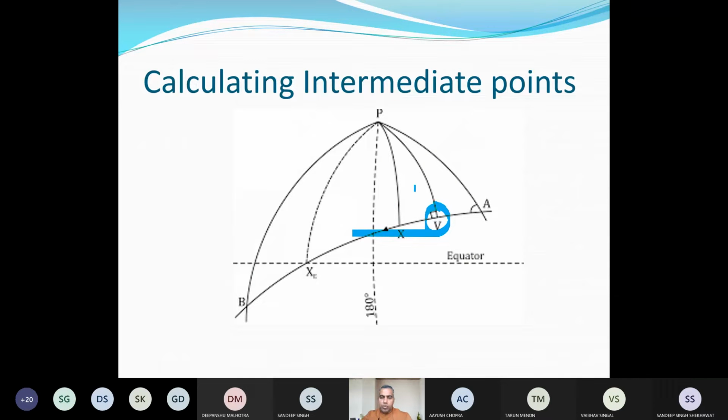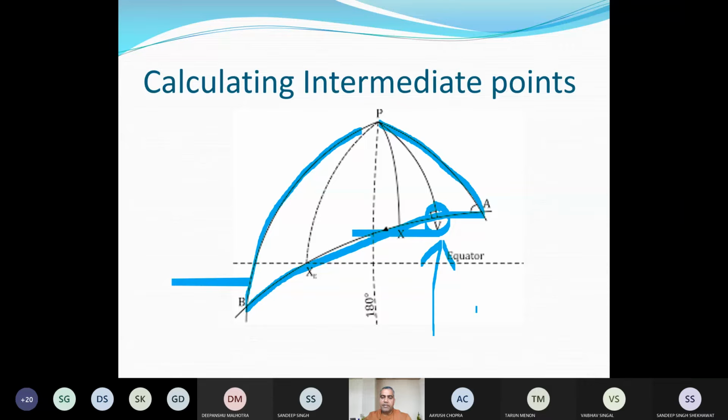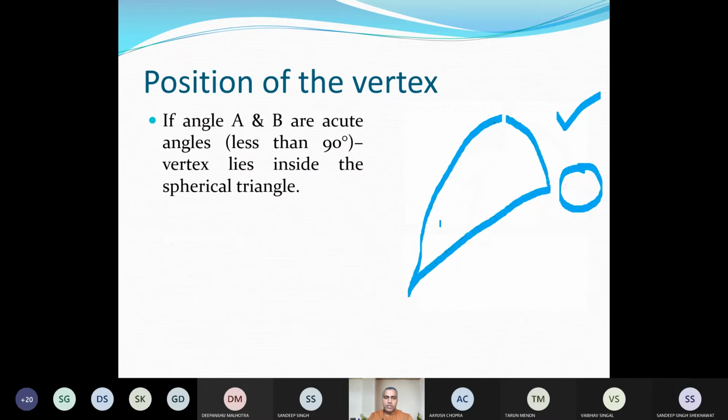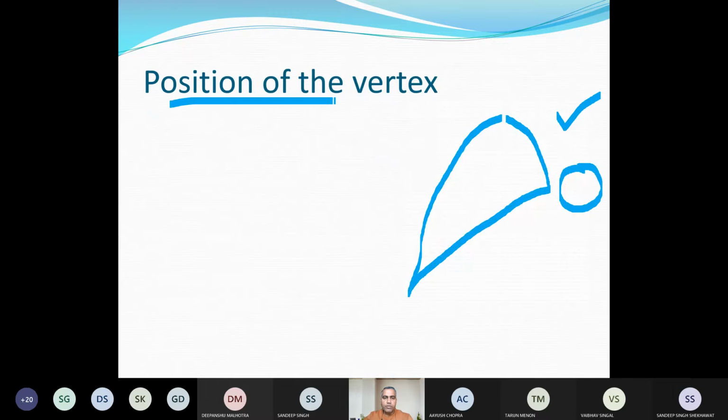Okay. So the first option, beta, was what we just saw: the vertex was outside the triangle. The second option, if you look, is the PAB triangle, and in this case you see the vertex is inside the triangle. So we have to first find out whether the vertex lies inside the triangle or outside the triangle. This is important before we calculate the position of the vertex. So that is what we understand by position of the vertex.